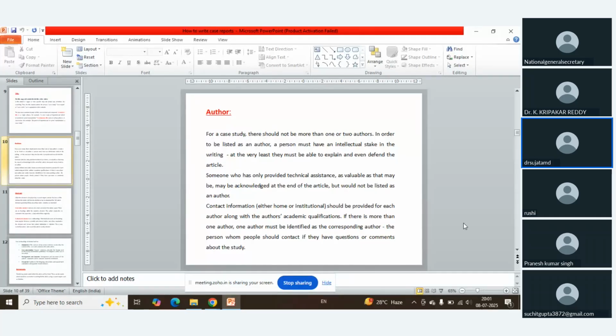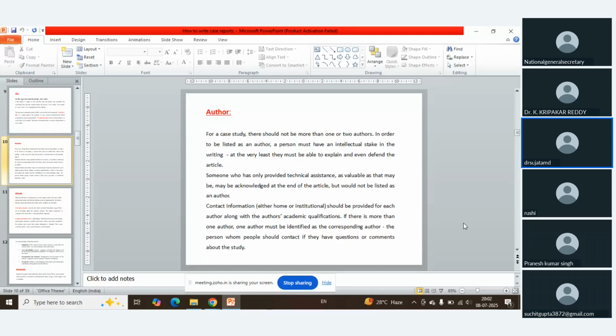So who can be an author? One with an intellectual stake, and the ability to explain and even defend the article. Someone who has only provided technical assistance, as valuable as that may be, should be acknowledged at the end of the article. If someone helps with technical assistance for formatting or editing the article, he or she must not be an author. You can acknowledge them at the end of the article, but they should not be listed as an author.